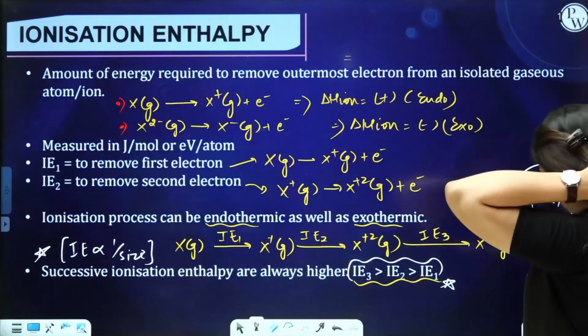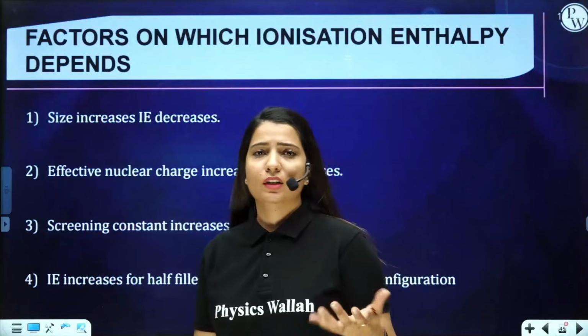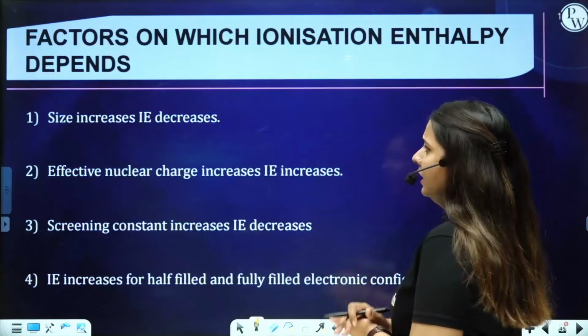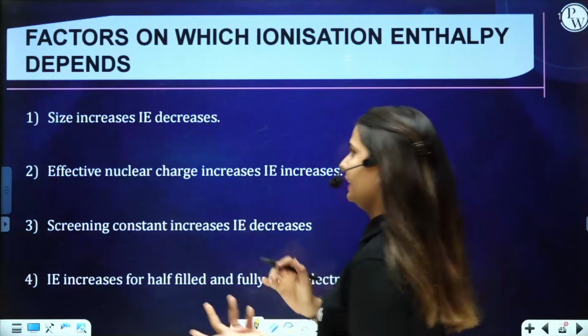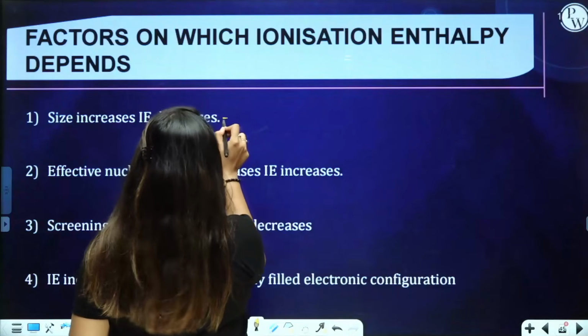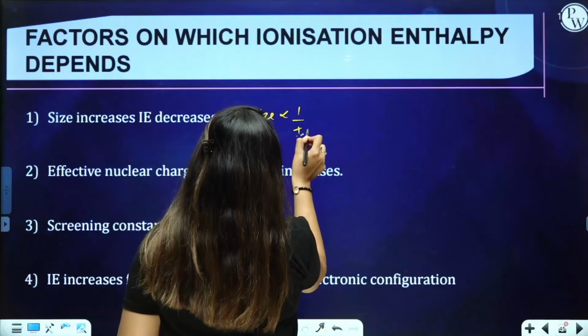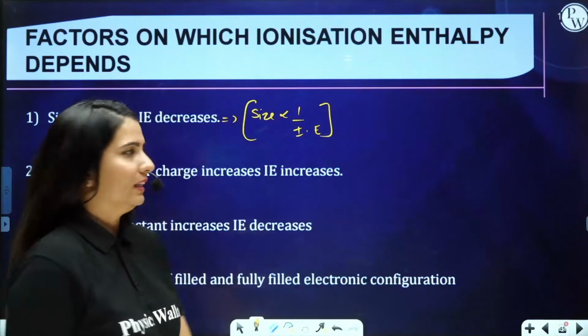Okay? Are always higher means that you have to supply a greater energy to remove the further electron. Now we are having the factors on which ionization enthalpy depends. Size increases, ionization enthalpy decreases. Size is inversely proportional to ionization enthalpy. We know all these factors. We are just having a quick look on that.